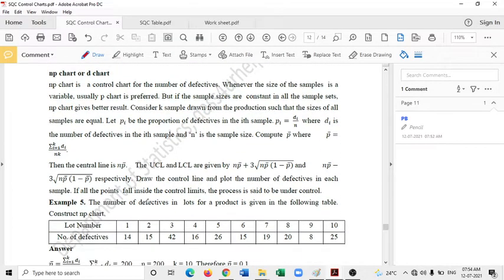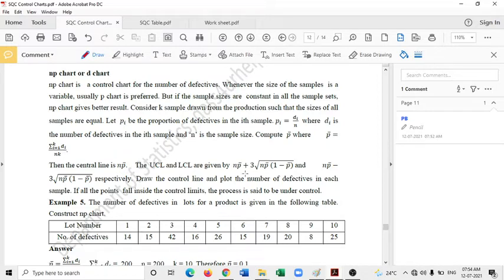The next control chart is the NP chart or D chart. Here we make use of the number of defectives in each subgroup, not the proportion of defectives of each subgroup. So here also we calculate Pi equals di by Ni, and N must be the same for all the subgroups, and P bar is the sum of di by Nk, for i equal to 1 to k. N is the number of items in each subgroup and k is the total number of subgroups.